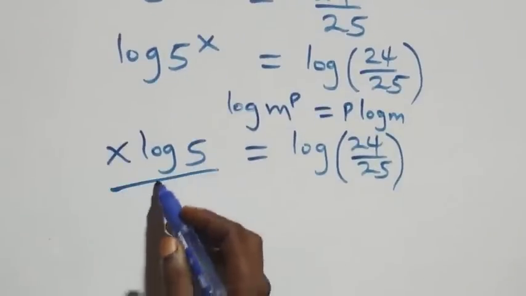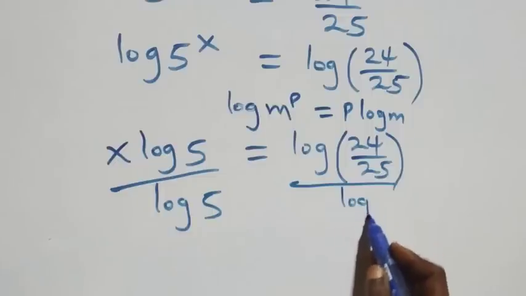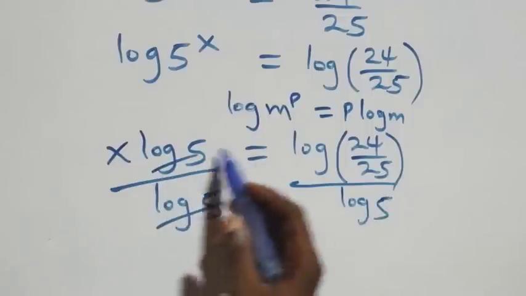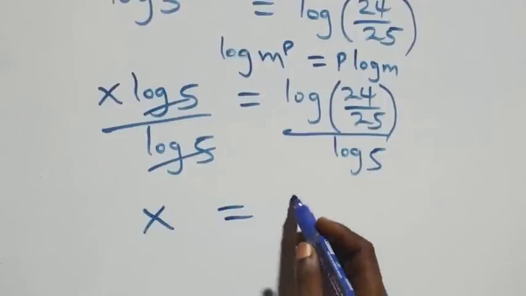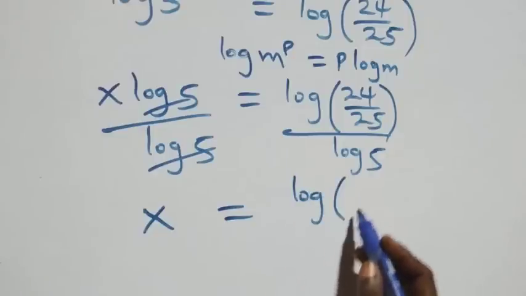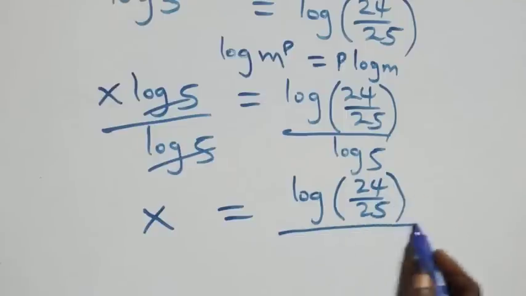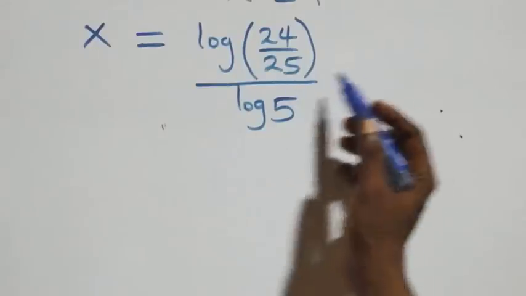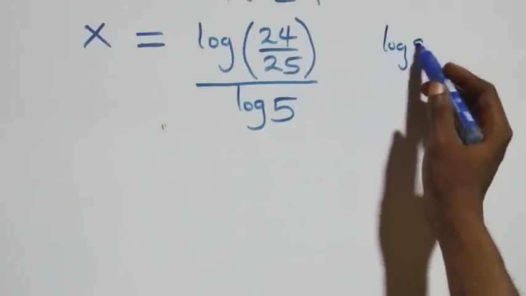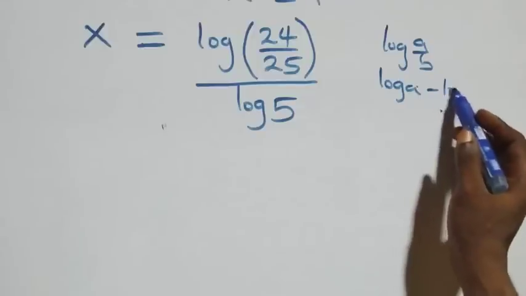Divide this side by log 5, also divide this side by log 5. Then here, log 5 cancel each other, and we have x left, which equals log 24 over 25, then divided by log 5. That is, this follows the law of logarithm. When we have log a over b, the same thing as log a minus log b.